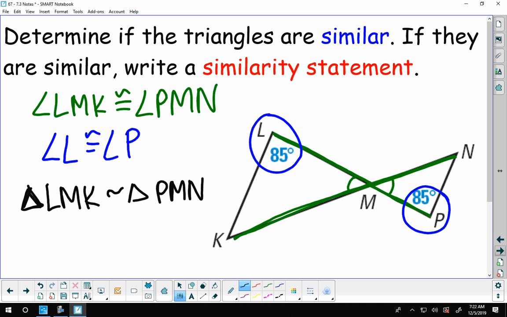Which means that I now know that angle K is congruent to angle N because my triangles are similar, so all the corresponding angles are congruent. We only needed 2 to prove that they were similar, but now we can gather that all 3 corresponding angles are congruent.